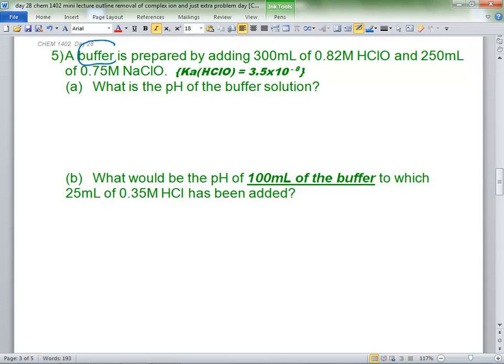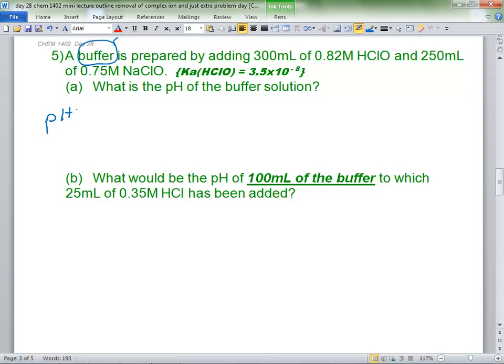All buffer problems have their own equation. I don't remember the guy's name, but Henderson-Hasselbalch, right? Any buffer problem, that's the equation we use. You have to find it on that equation sheet. It's right there. What equation am I talking about?